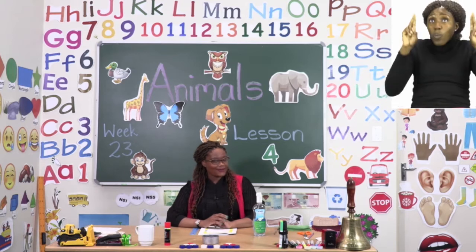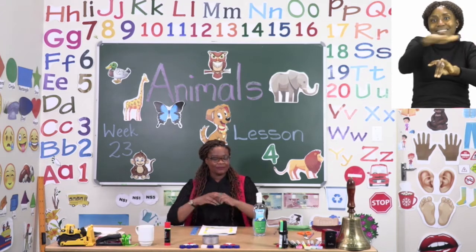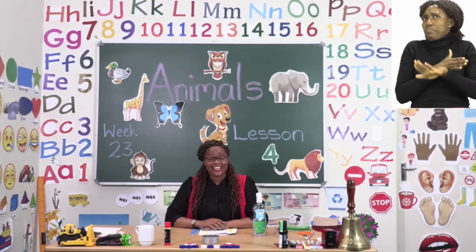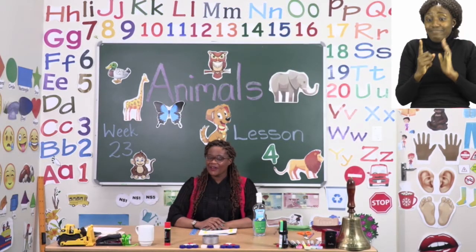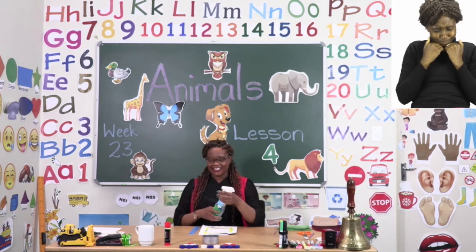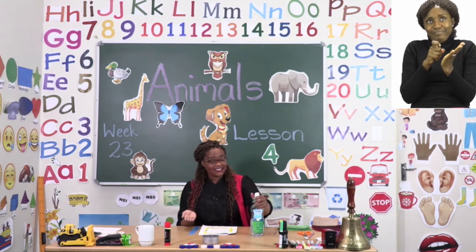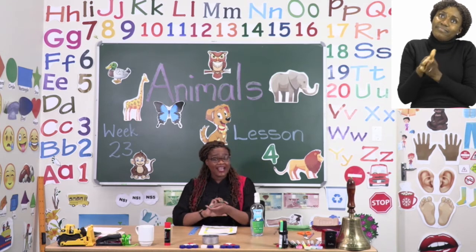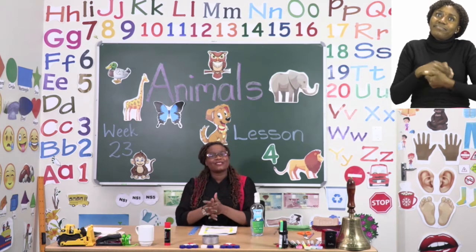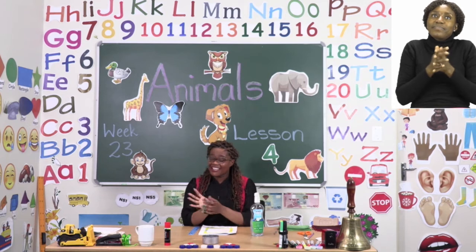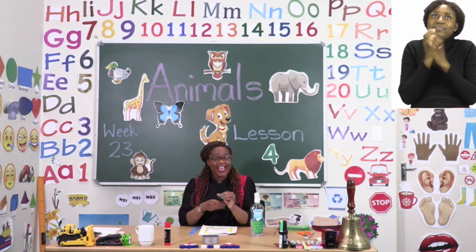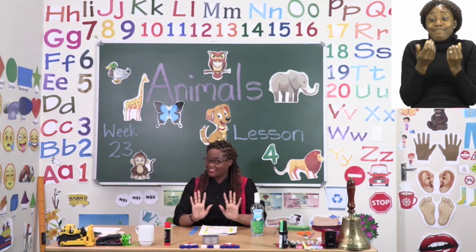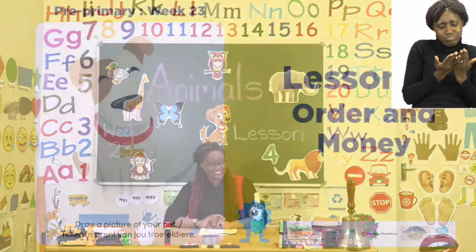Our theme this week is animals. And before we get into any lessons, boys and girls, we know that we need to sanitize. So let us take our sanitizer and we rub inside our hands, around our hands, in between our fingers, on our wrists, and our fingertips too. Make sure your hands are dry before you touch anything else.